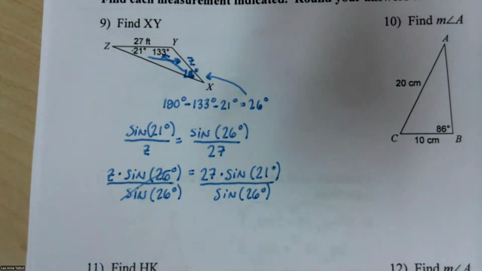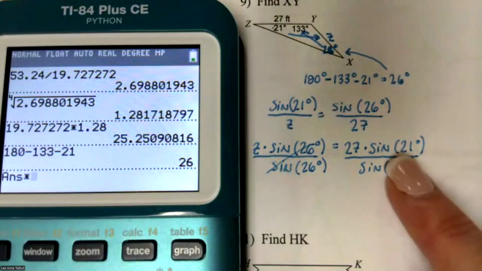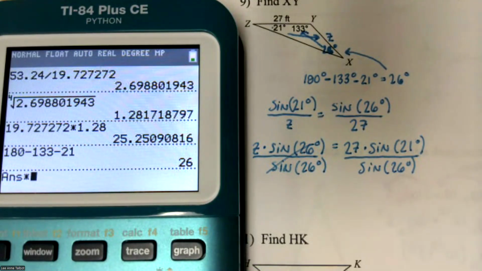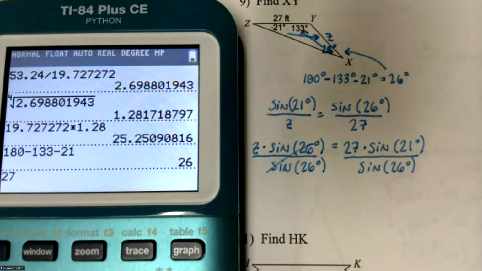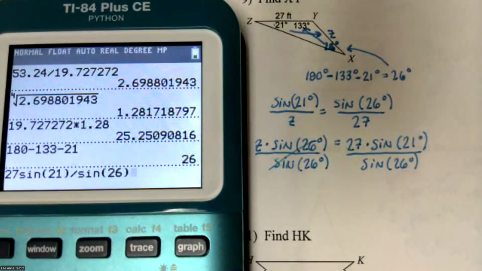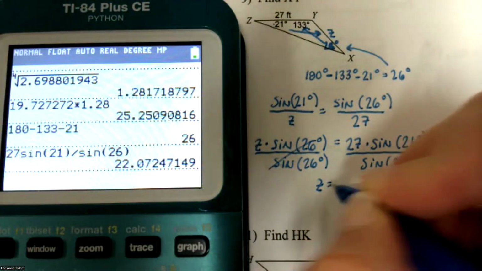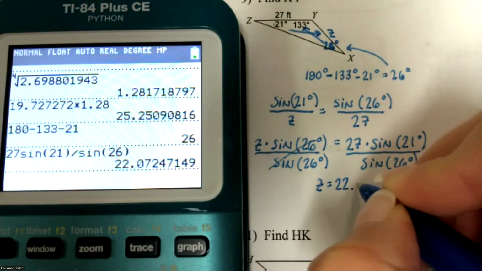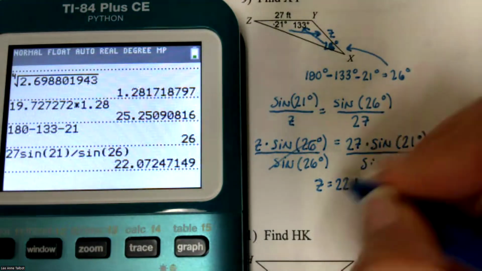And then I say something kind of silly. It's from a comedy skit, but I say type this in one fell swoop. So what I mean by that is type this all in at one time. 27 sine 21 divided by sine 26. And it said round to the nearest tenth, so z equals 22.1 feet.